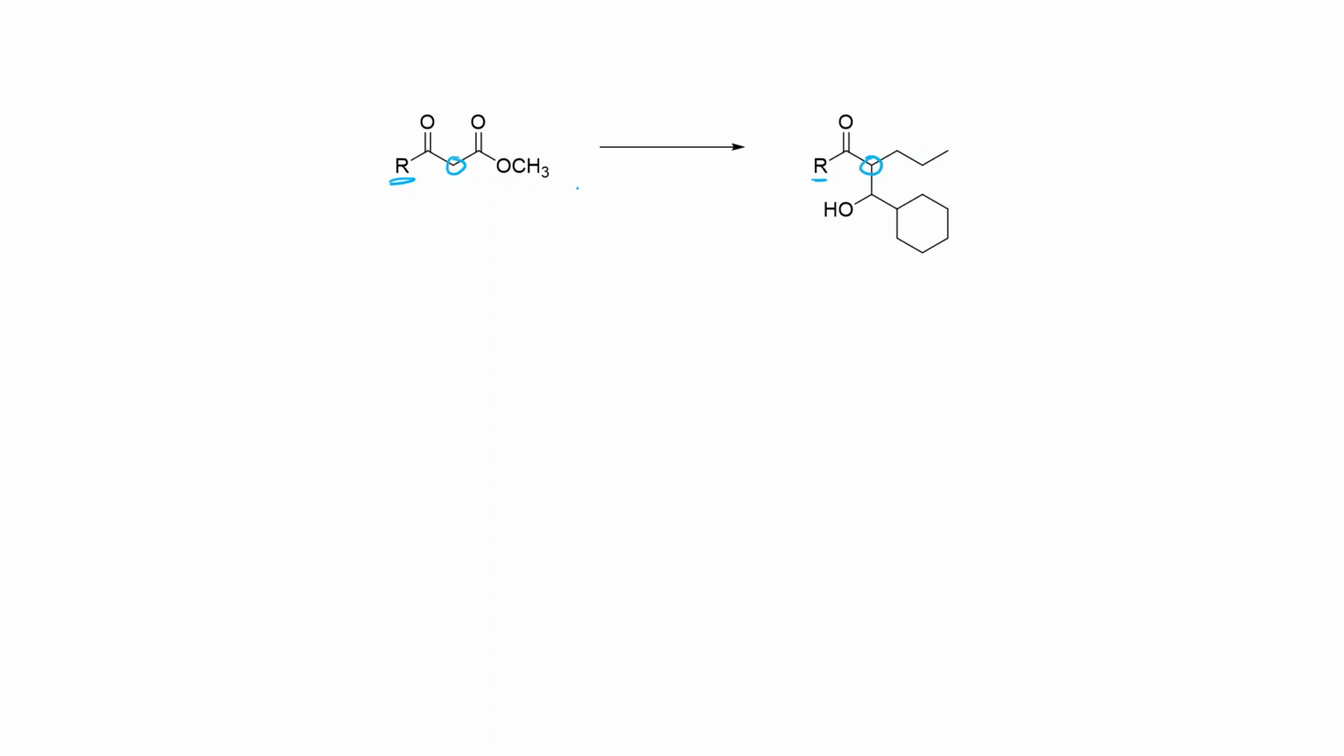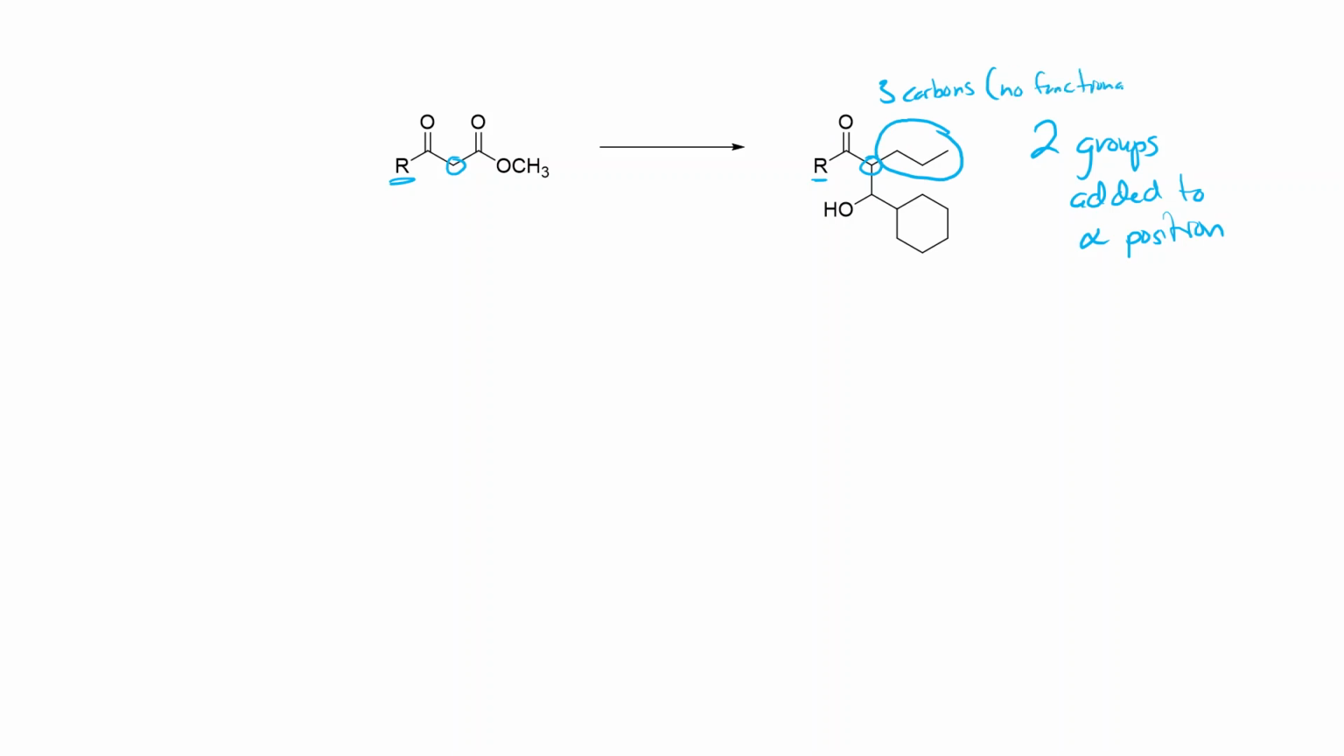Now, notice in this case, what are we adding to the alpha position that wasn't there before? Now we have 2 different groups, right? So this time we have 2 groups added to the alpha position. And we have 2 different types of groups, right? Up here, we have 3 carbons with no functional groups.